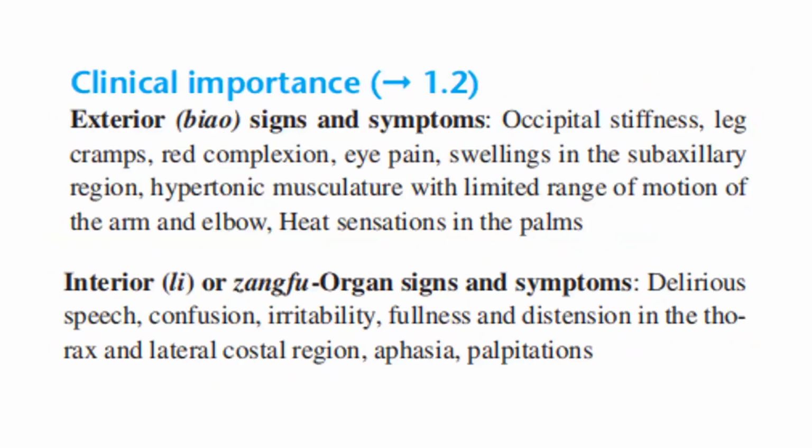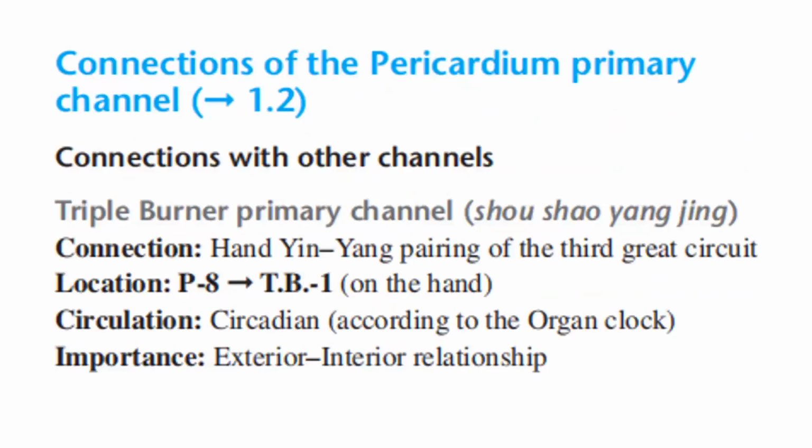Clinical importance. Exterior signs and symptoms: occipital stiffness, leg cramps, red complexion, eye pain, swelling in the subaxillary region, hypertonic musculature with limited range of motion of the arm and elbow, heat sensations in the palms. Interior or Zang-Fu organ signs and symptoms: delirious speech, confusion, irritability, fullness and distension in the thorax and lateral costal region, aphasia, palpitations.